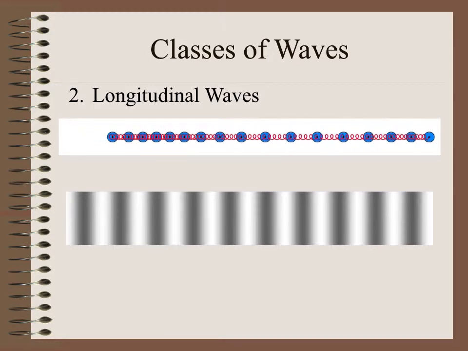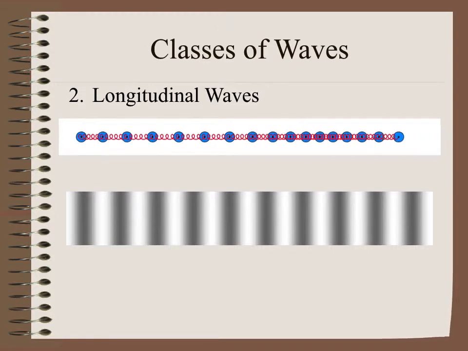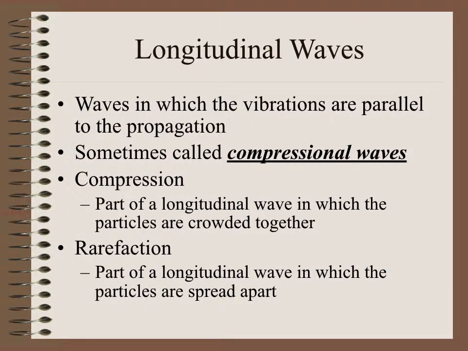The part where everything gets spread apart gets a little bit more complicated name. A word that means to spread out is the word rarefy. So this part where the particles get spread apart is referred to as a rarefaction. In the picture at the bottom, the dark spots represent the compression, or where everything is compressed together, and the light spots represent the rarefaction, or the part where everything is spread apart. These are the terms that we discussed on the previous slide.